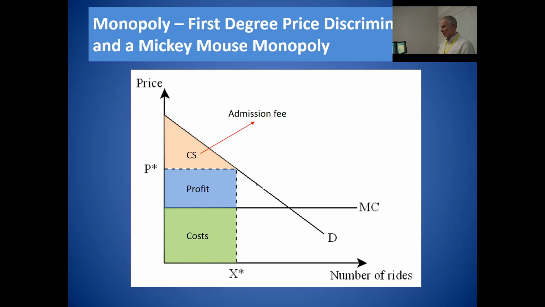But there's an issue, because whilst Disneyland gets that area in the admission fee, it can't charge more than that, because if you charge more than that consumer surplus, what you charge customers is more than they'd be prepared to pay. It's more than their valuation of those X star rides. So that consumer surplus is the absolute maximum admission fee that could be charged. But if they did charge that fee, the total amount that they would pay for X star rides would be that total area.